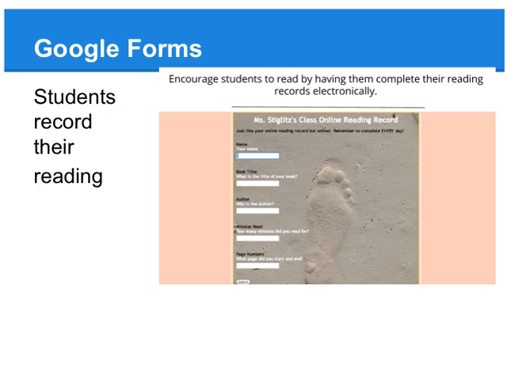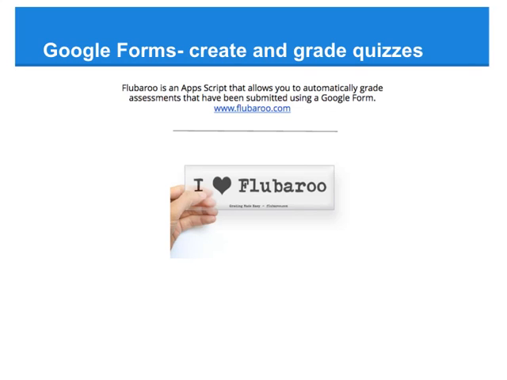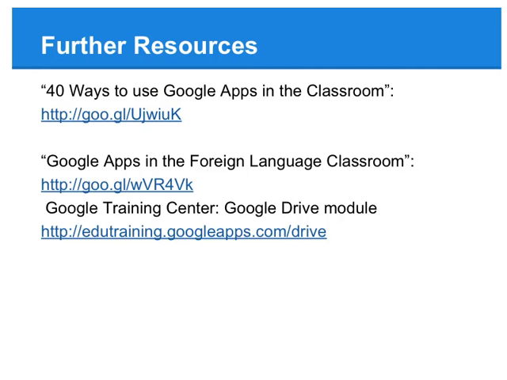Forms can also be embedded on a website, so this is one that asks what books they've read, and it's a reading record. You could also do something where you embed a form and it continually updates, and you could share that information. More advanced use of forms is if you use the script Flubaroo, which automatically grades the little quiz you give, and you can actually set it up to email the students their grade, so it's pretty cool. Here's some further resources.